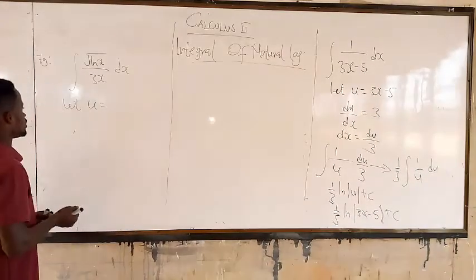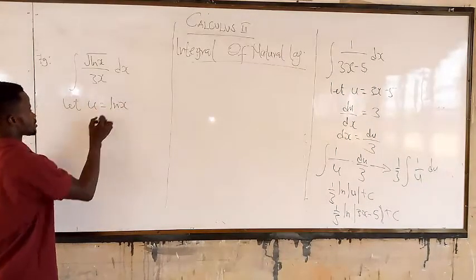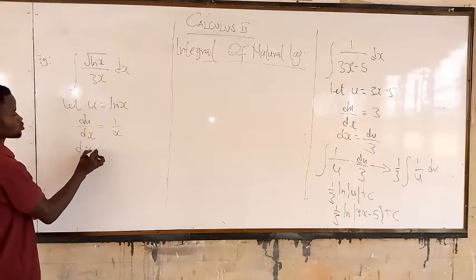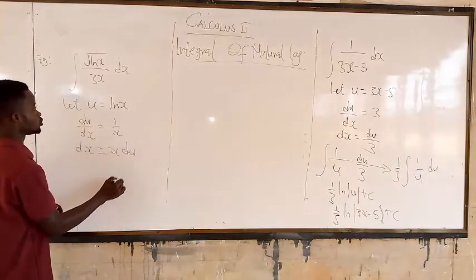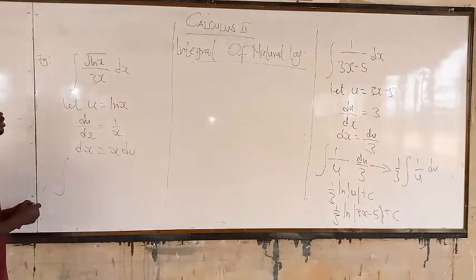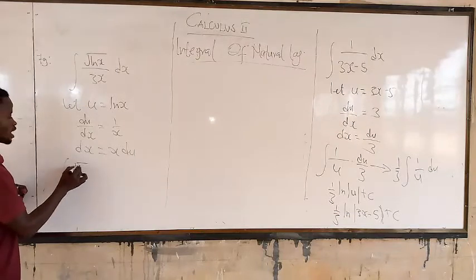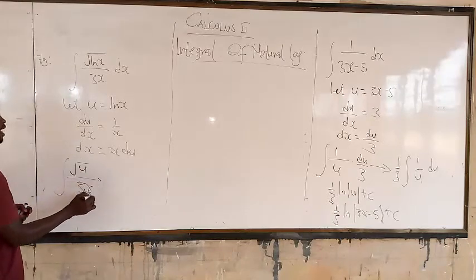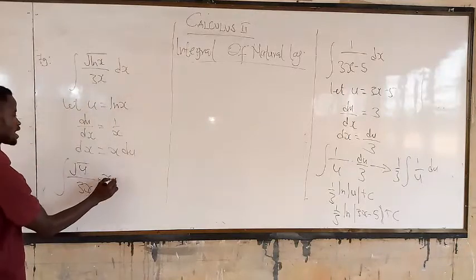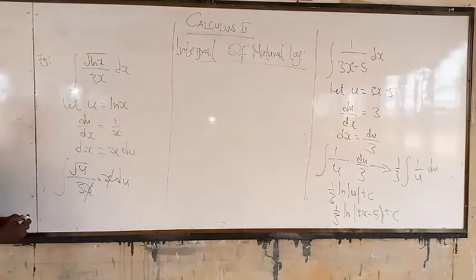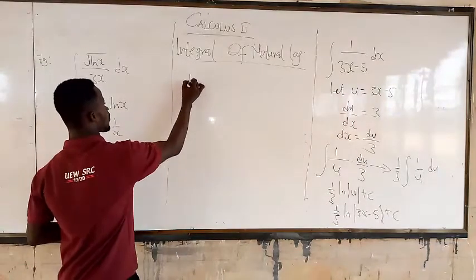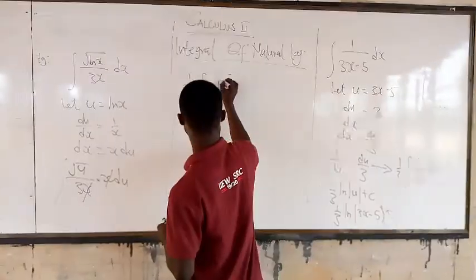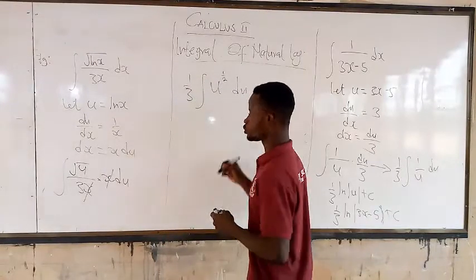So when we let our u be equal to ln x, we get du/dx equal to 1 over x. So dx will be equal to, cross multiplying, x du. So by substitution, we are going to get the integral of u over 3x times x du. This will take away this. The constant we have here is 1 over 3. And the integral is the square root of u, which is u raised to the power of 1/2, du.